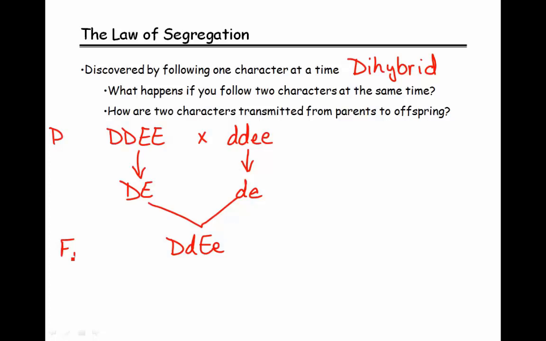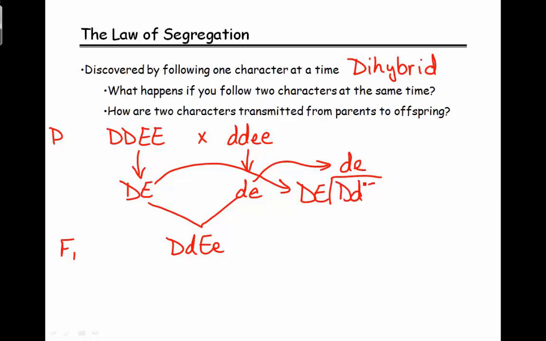Now, if you wanted to actually write this into a Punnett square, you could do that. Remember, just as before, we put one parent's gametes on one side, and the other parent's gametes are going to go on the top. And then we just fill in the box based on what is directly across from it and what is above it. And again, we want to group those D's together and we want to group those E's together. So that would be our F1 offspring.